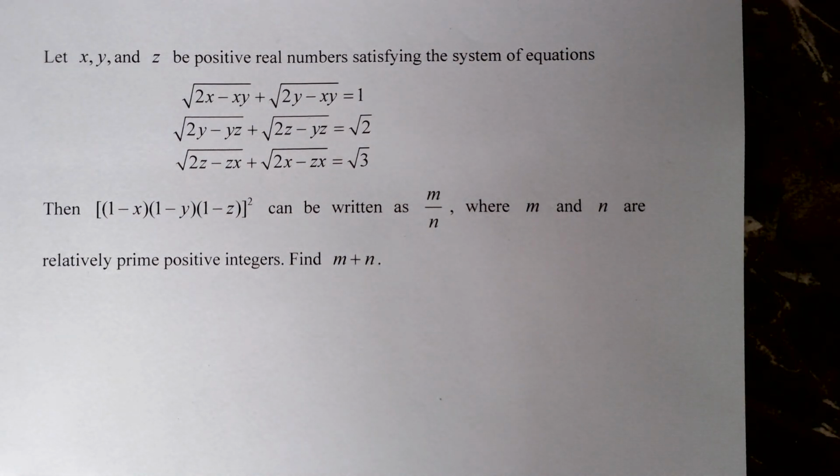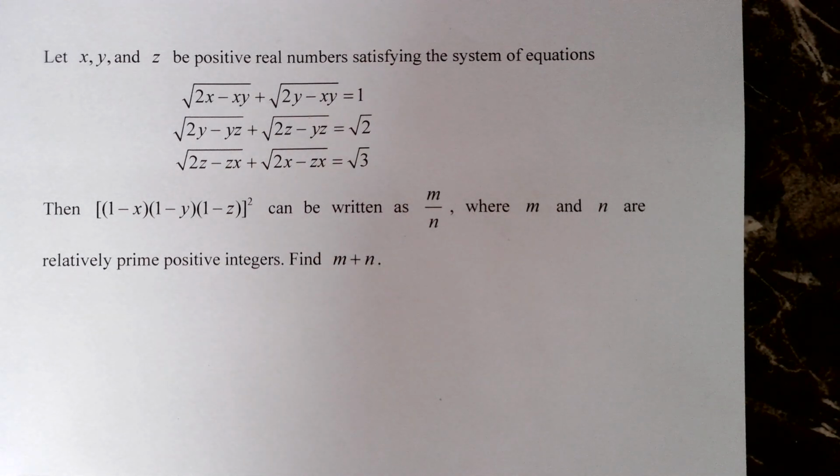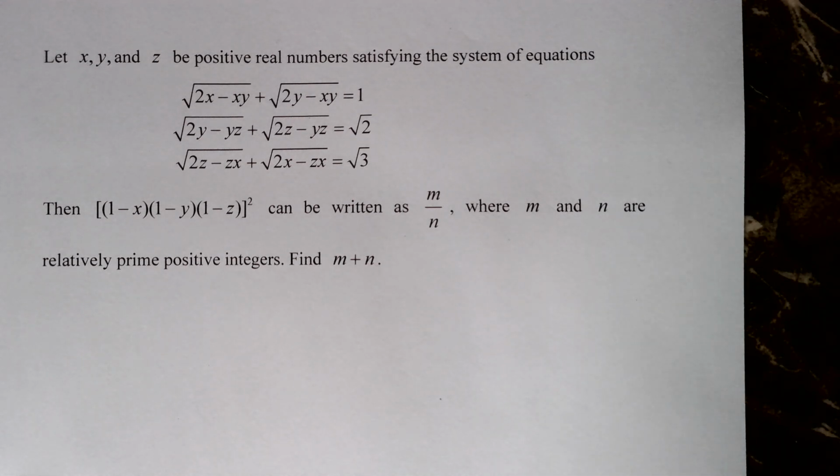Today we have yet another question here, and as always, let's start off by reading the question. Let x, y, and z be positive real numbers satisfying the system of equations: square root of 2x minus xy plus square root of 2y minus xy equals 1, square root of 2y minus yz plus square root of 2z minus yz equals square root 2, and square root of 2z minus zx plus square root of 2x minus zx equals square root 3. Then (1 minus x)(1 minus y)(1 minus z) squared can be written as m over n, where m and n are relatively prime positive integers. Find m plus n.